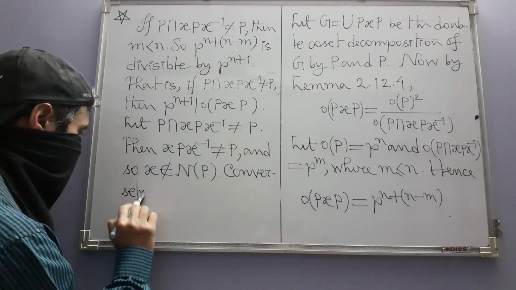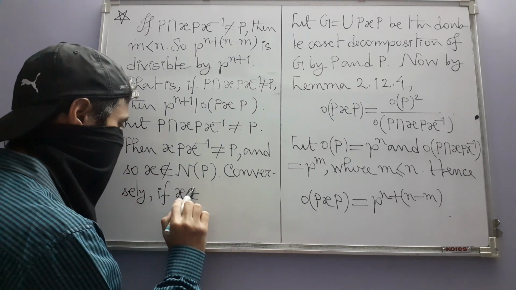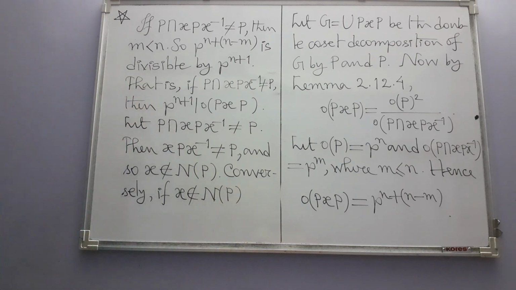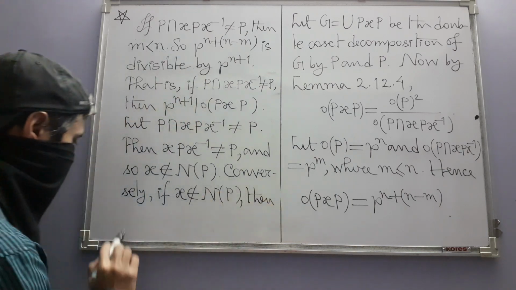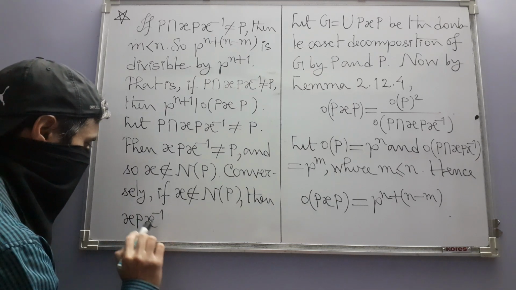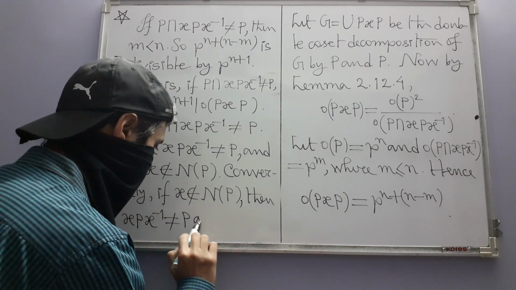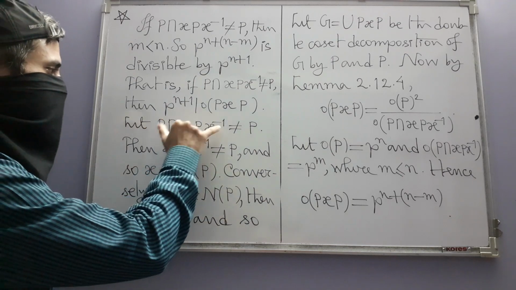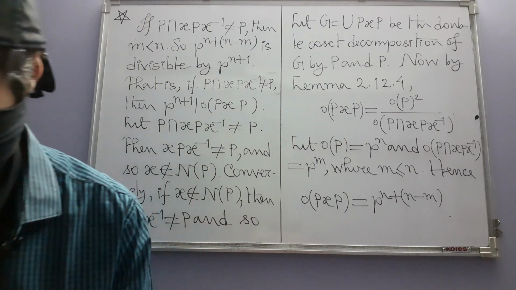Conversely, if x is not an element in the normalizer of P, then obviously xPx⁻¹ is not equal to P, and so this intersection is not equal to P. Now this part needs some explanation. I am coming to that.